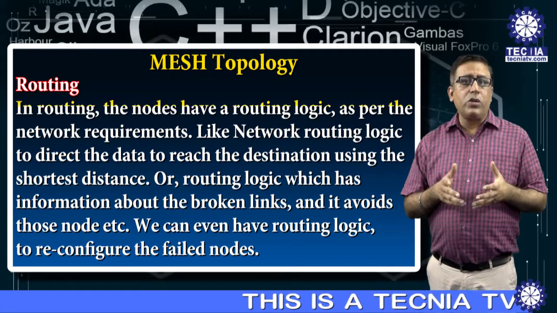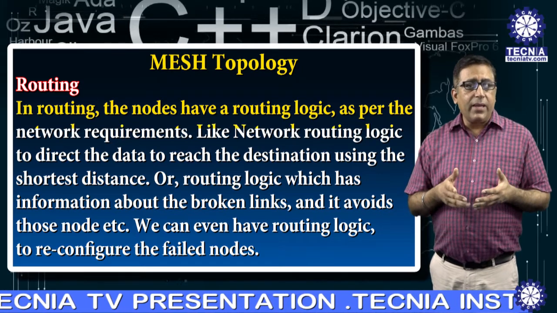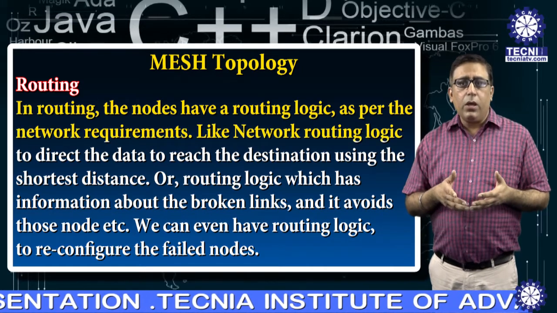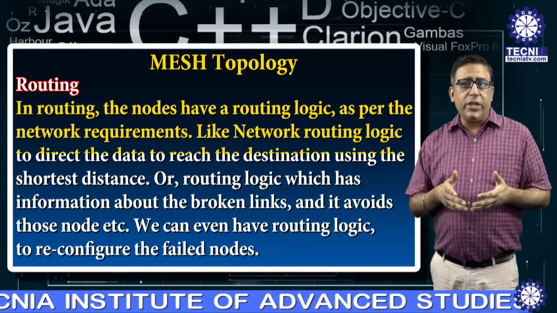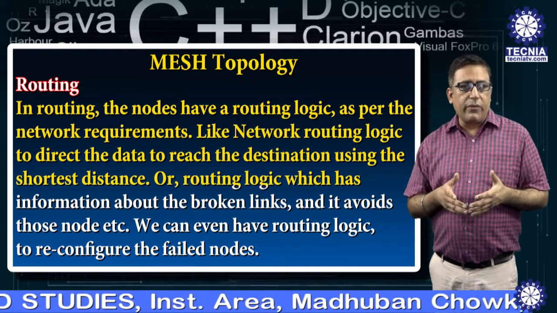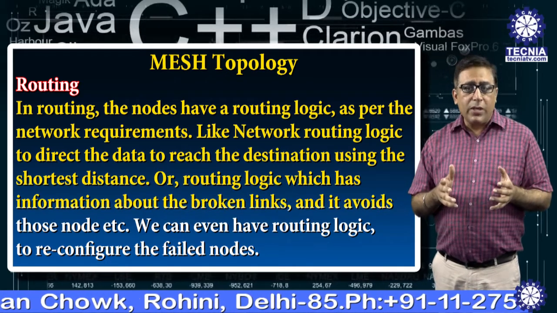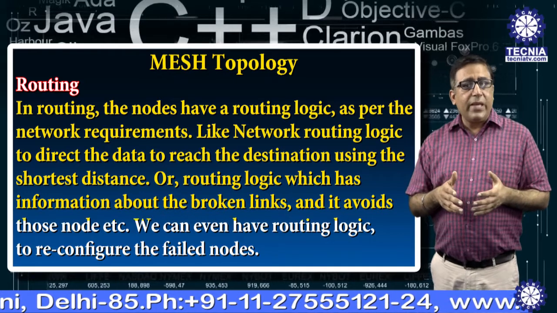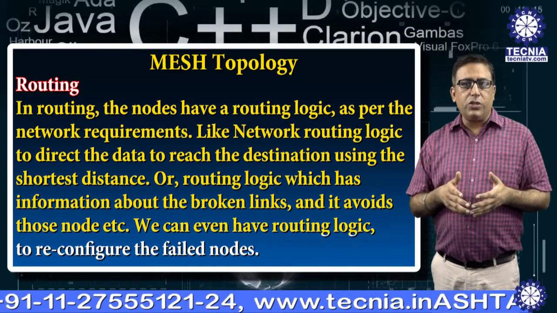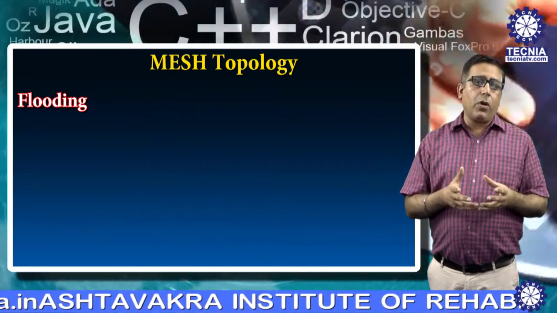Mesh topology, routing. In routing, the nodes have a routing logic as per the network requirements, like network routing logic to direct the data to reach the destination using the shortest distance, or routing logic which has information about the broken links and avoids those nodes. We can even have routing logic to reconfigure the failed nodes. Second one is mesh topology, flooding.